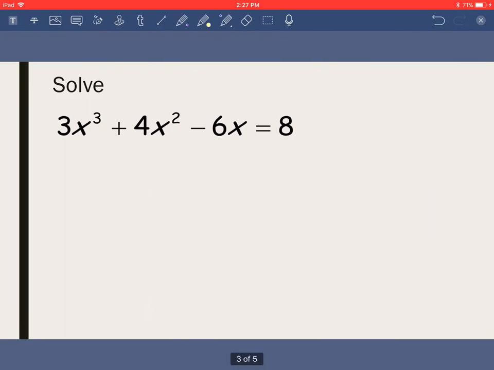I've got 3x cubed plus 4x squared minus 16x equals 8. I need my polynomial to equal 0, so I'm going to subtract 8 from each side. So I have 3x cubed plus 4x squared minus 6x minus 8 equals 0.